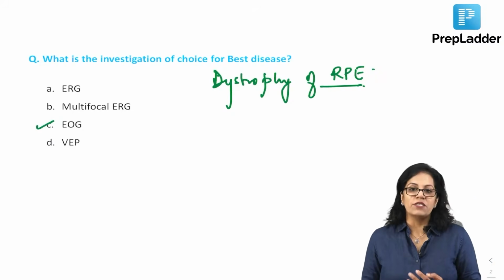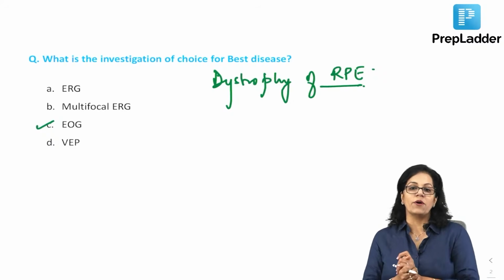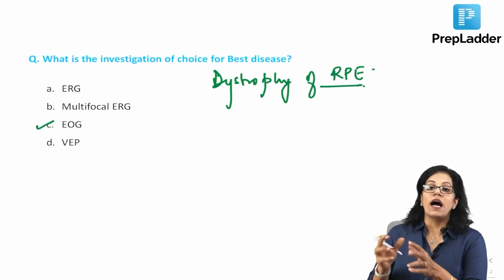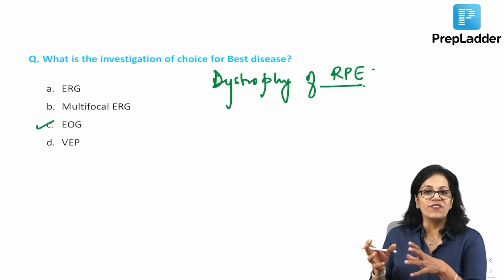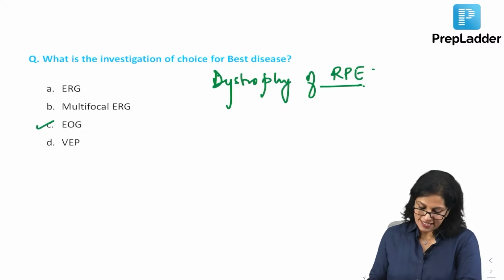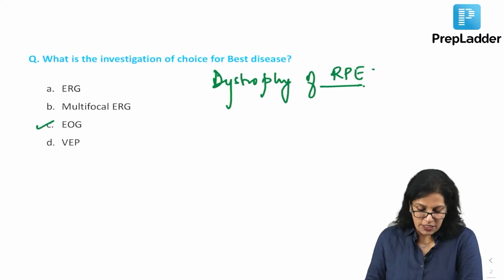Dystrophy of RPE, what is the other name? We are going to have questions for that topic also. That is your Stargardt's disease. These are the two RPE dystrophies that we study for our PG entrance. One is your Best vitelliform dystrophy and one is Stargardt's disease. Here I think it was very simple. Best is a dystrophy of RPE, so the choice of investigation is EOG.